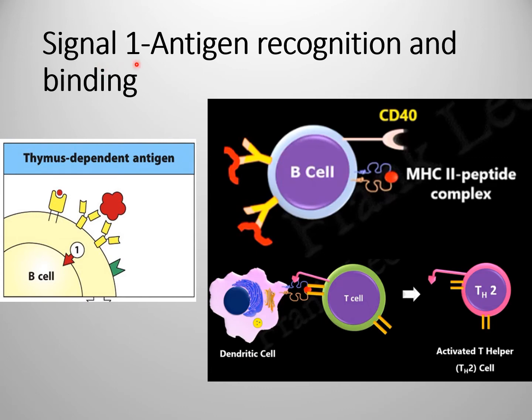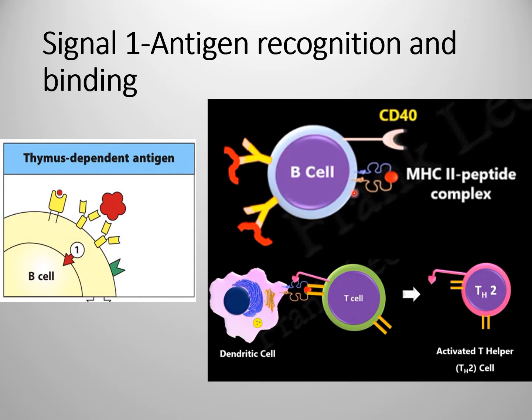So the first signal is provided by binding of antigen to the B cell receptors. At the same time, the B cells can also take in the antigen, degrade it and display it on the surface of MHC2 molecule. The first step is binding of the antigen. The second step is presentation of the antigenic peptide on the MHC class 2 molecules and expression of an accessory protein called CD40.